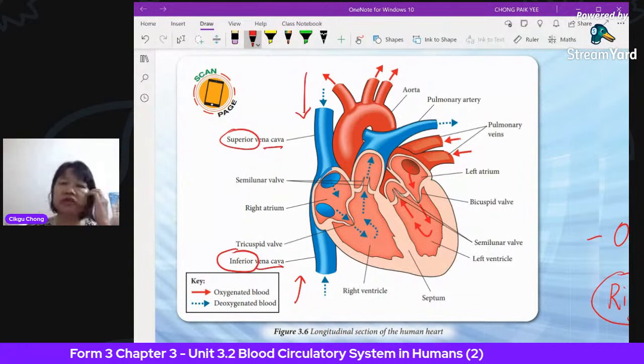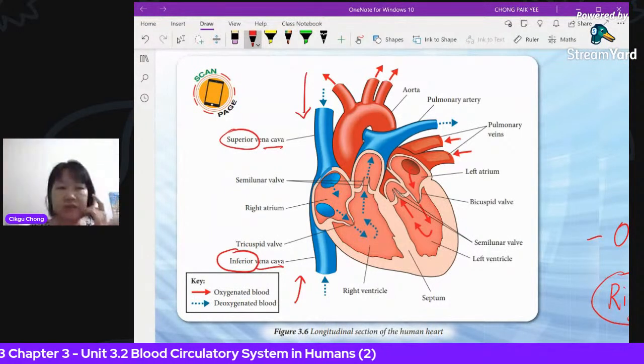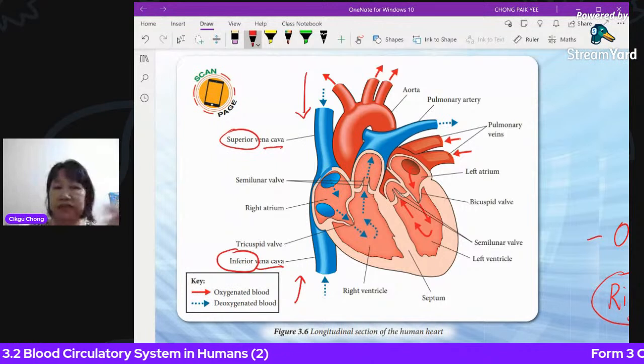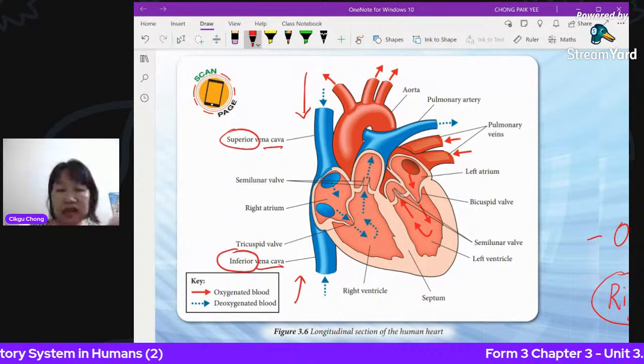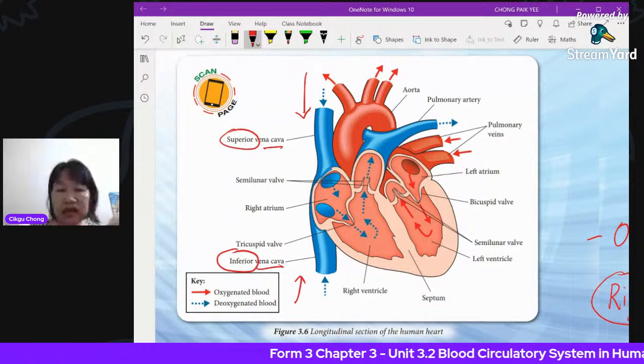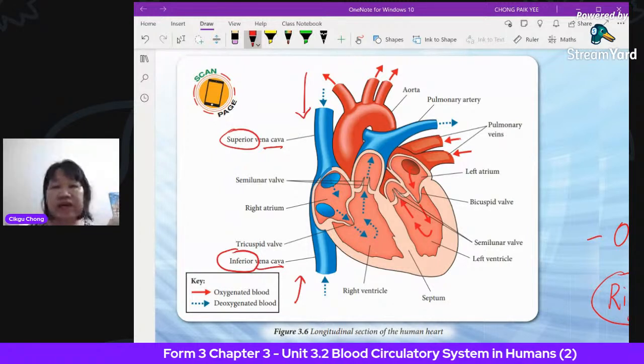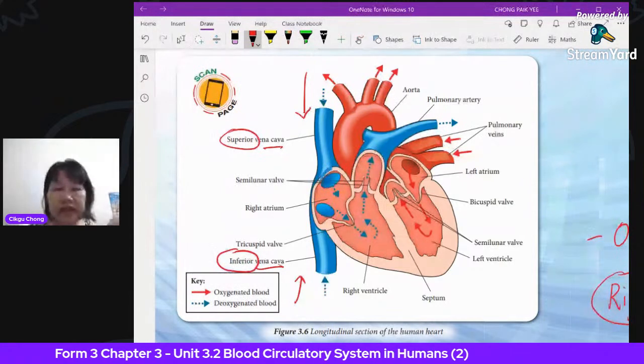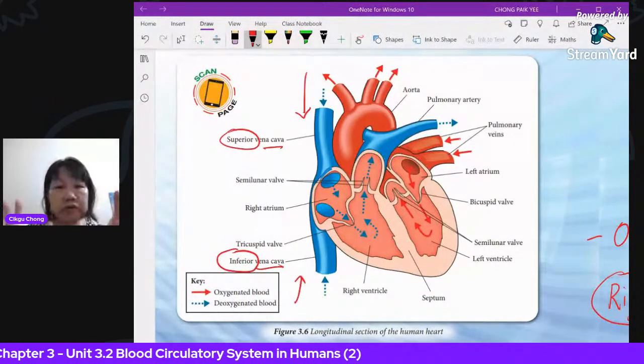So actually, they are both vena cava. So not to worry, if you say vena cava, it will not be wrong. You don't need to specify whether it is inferior. You just say vena cava, it is perfectly all right. It's fine. Okay, so I hope you remember. You need to remember the parts of the heart.